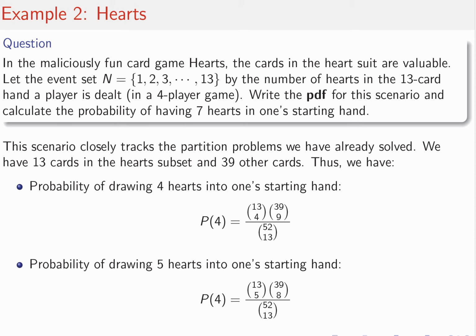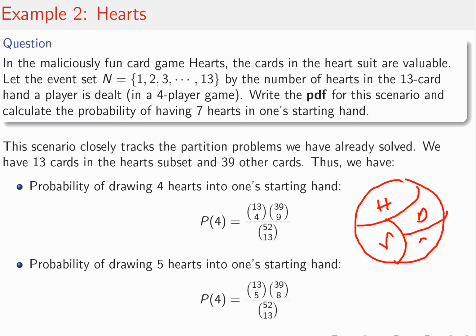All right, but what we want to remember is this is very much like the partitions. What are we doing? Well, we have this suit partition, right? And we have hearts, spades, diamonds, and clubs, right? So we have 13 cards in each of these. So we have 13 cards here in the hearts part, right? So what are we doing? This value, and we're looking at, what's the probability of drawing 4 hearts into a 13 card hand?